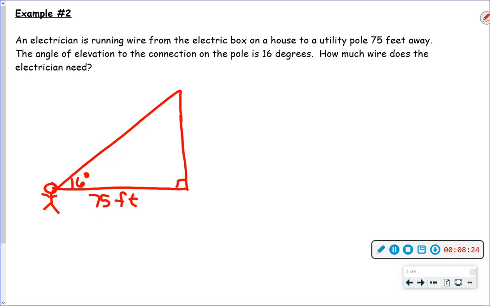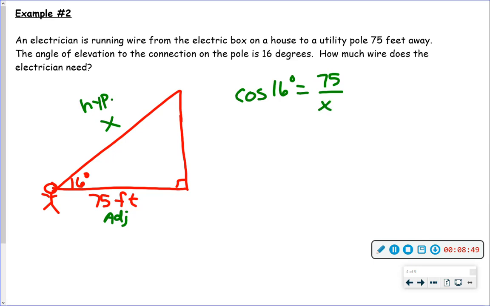Question is, how much wire does he need? Now remember, he's running the wire from where he's standing to the top of the pole. So this is the side we need to find, the hypotenuse. So from our angle, I'm going to label our sides. We have the adjacent side, and we need the hypotenuse. Adjacent, hypotenuse, we're going to do cosine. So cosine of 16 degrees equals adjacent over hypotenuse.